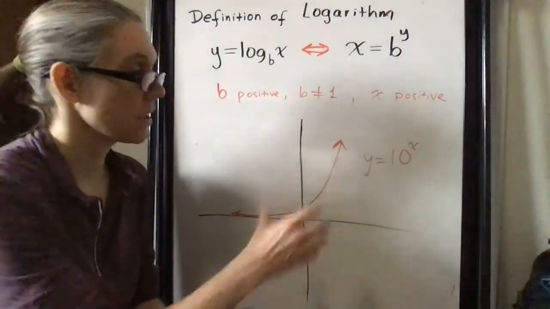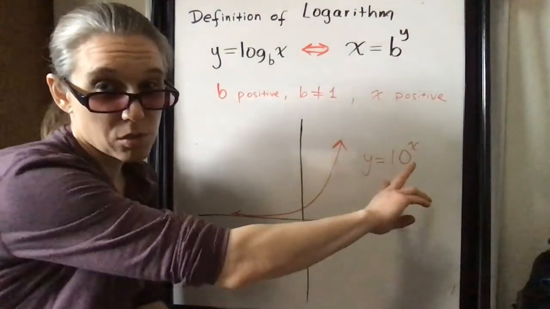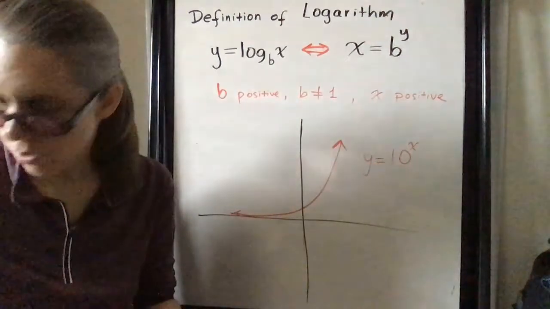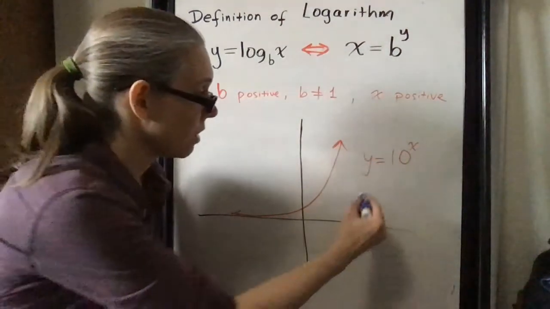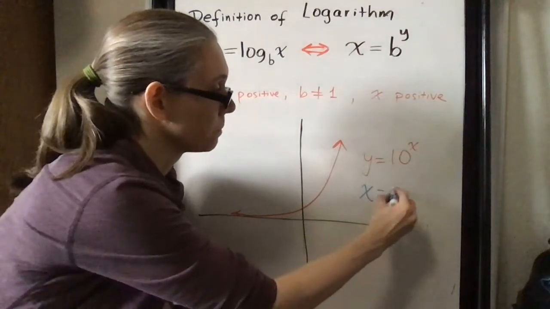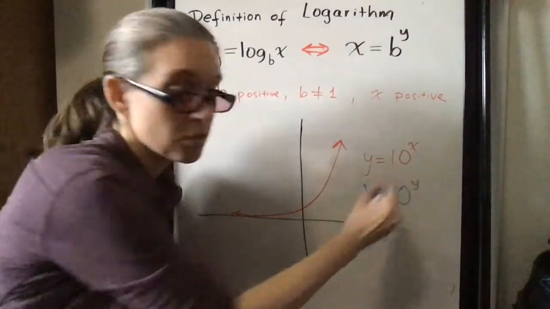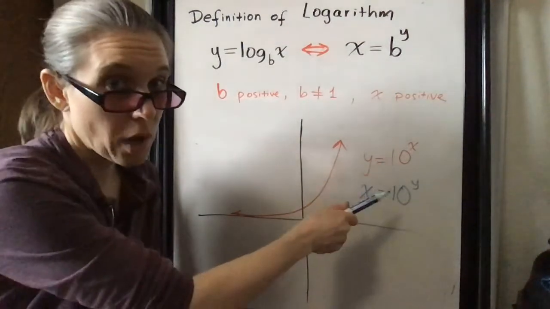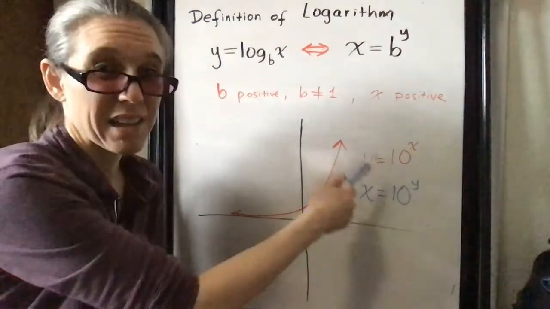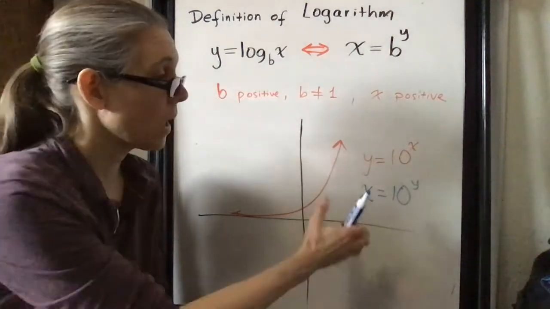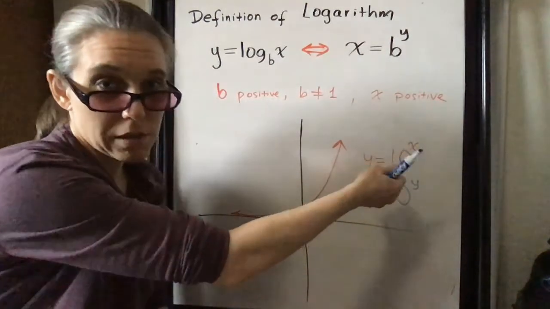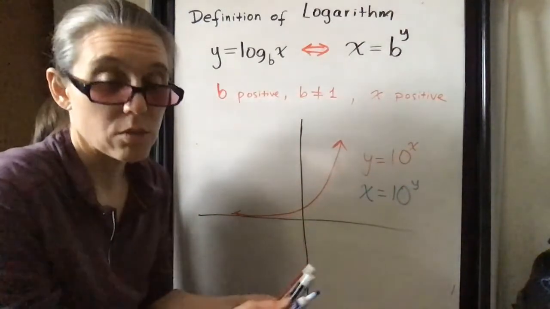Now, if you were to have this function and I told you to switch x and y, let's say you're trying to figure out what the inverse function is and you switch x and y. And then you try to solve for y. How are you going to solve for y when y is up in the exponent? The only way to get an exponent variable down is with a log.